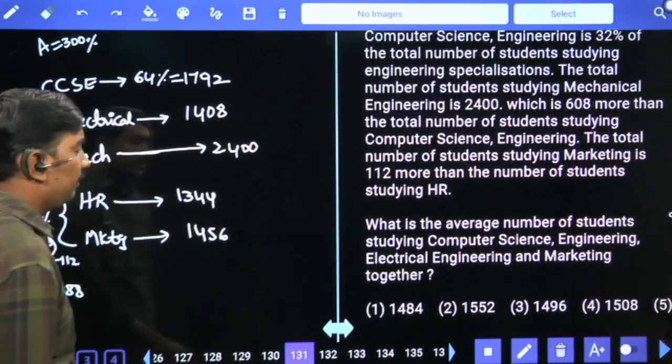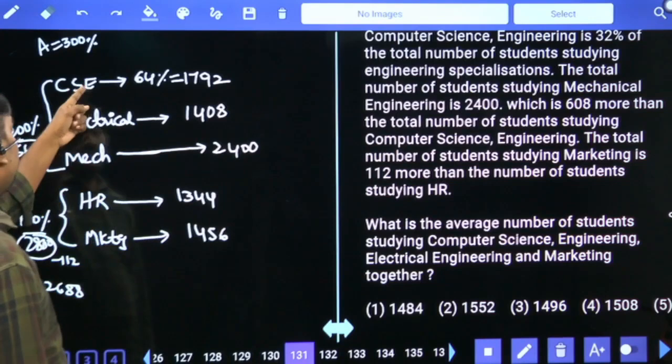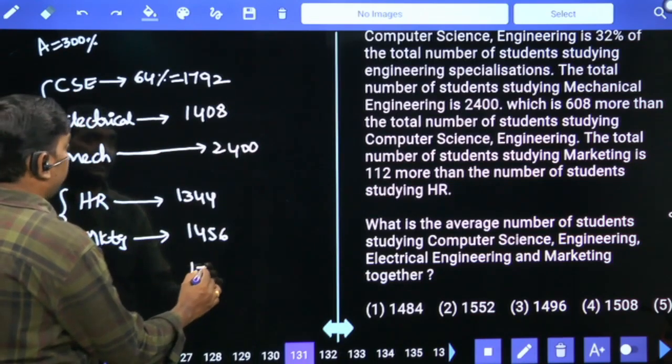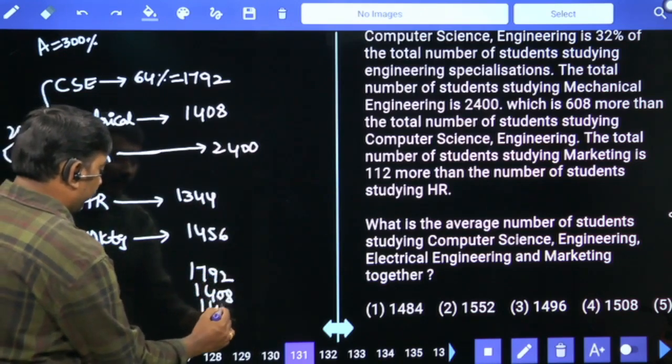What is the average number of students studying computer science, electrical and marketing? CSC, electrical, marketing. CSC 1792, electrical 1408, marketing 1456.